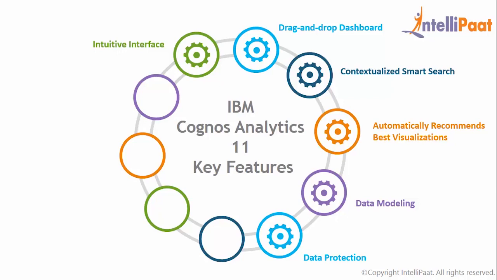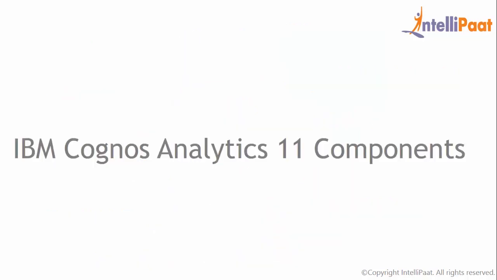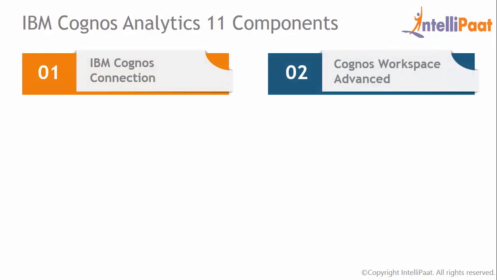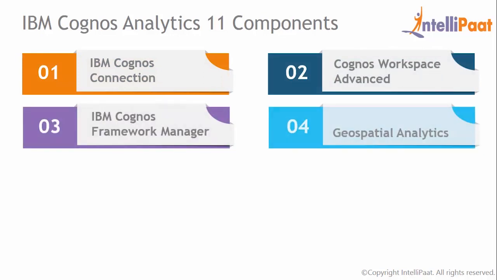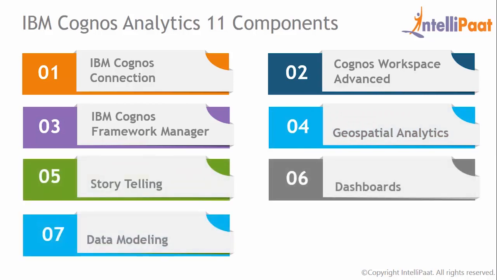In its latest release, the product enhancements offer support for chart values, advanced calculations for data modules and dashboards, better filtering in visualization and reports, and finally drill down reports. Now we'll get a glimpse of some of the major components of IBM Cognos Analytics 11. These are IBM Cognos Connection, Cognos Workspace Advanced, IBM Cognos Framework Manager, Geospatial Analytics, Storytelling, Dashboards, Modeling, and Reporting.